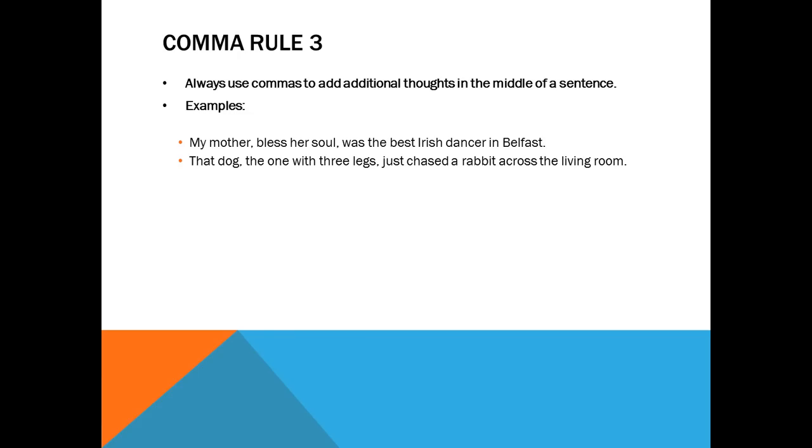Give you a second example. That dog, the one with the 3 legs, just chased a rabbit across the living room. The one with the 3 legs, that little section is giving us more information. So use that comma to just break that apart and make it easier to tell where the author is adding extra information. Make sense? All right, let's move on.